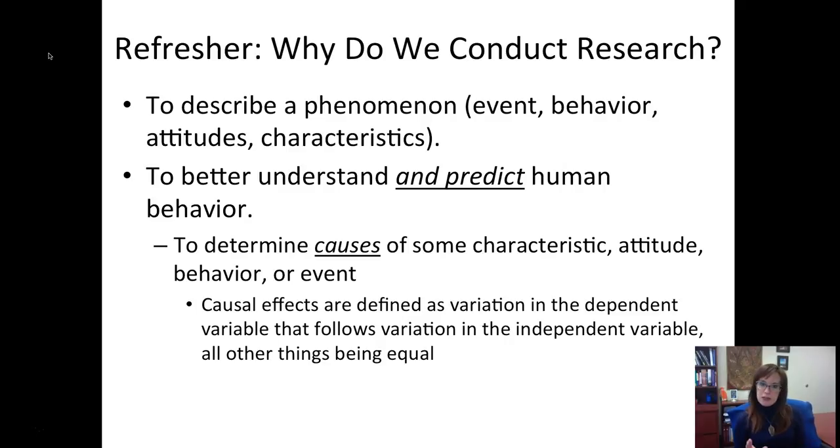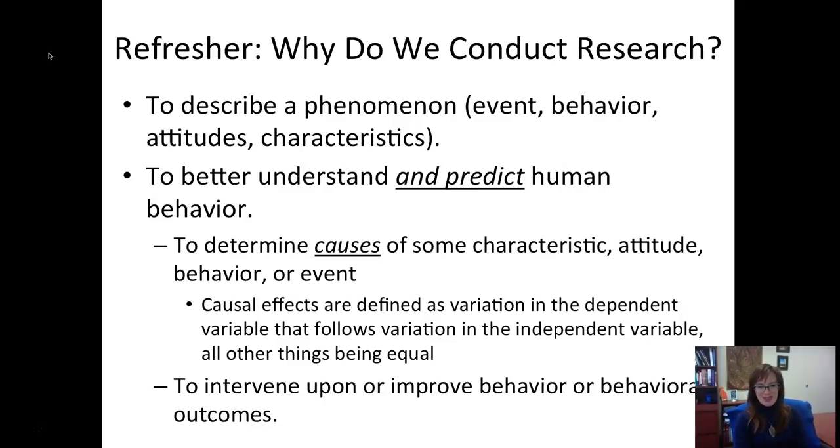And causal effects are really defined as a variation in the dependent variable, and I'll run back through those definitions again in just a second, that follows some variation in the independent variable. So if we're looking at scores, we can look at all of the scores on the independent variable and see the ways in which those varying scores, all the different scores that people have on whatever scale, predict what kind of scores they will have on another scale or how they will play out at another variable, all other things being equal.